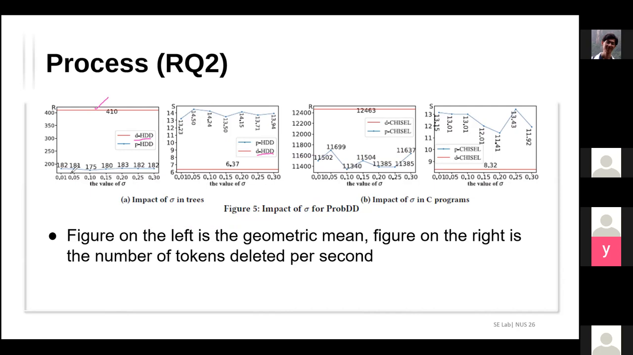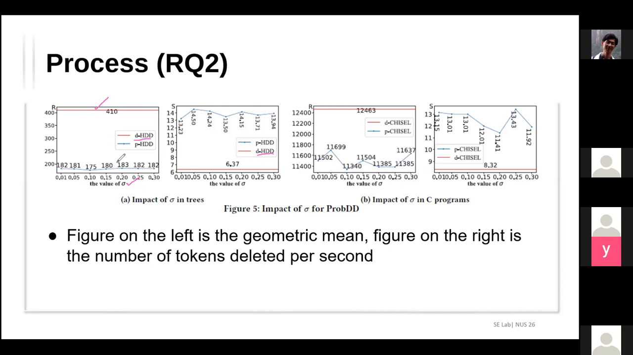So we're trying out different values of the initial sigma. There's a slight deviation in the R itself, where R is the size of the program at the end, the reduced program. It matters a bit.